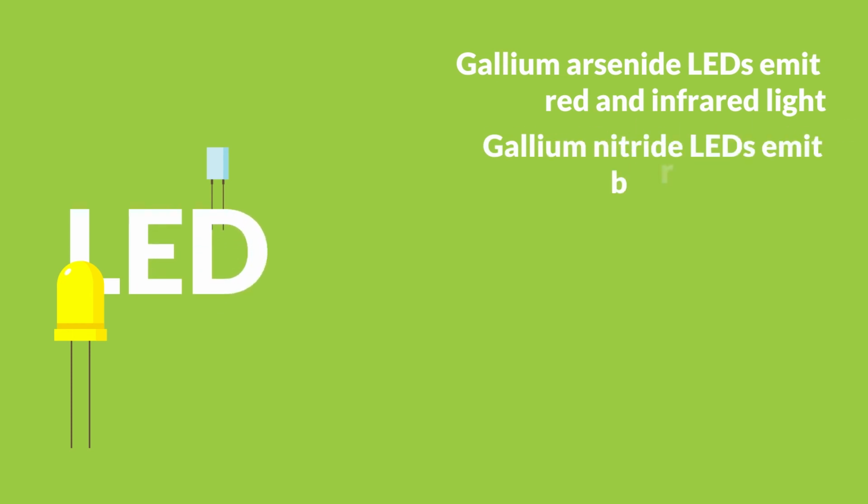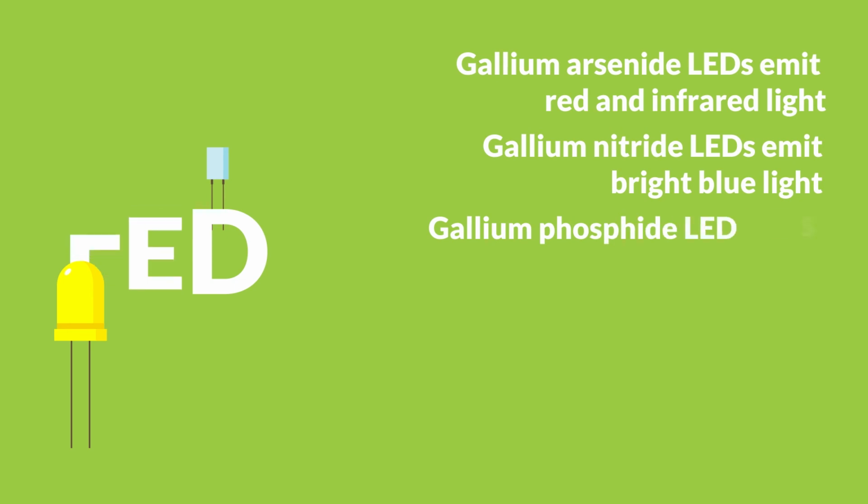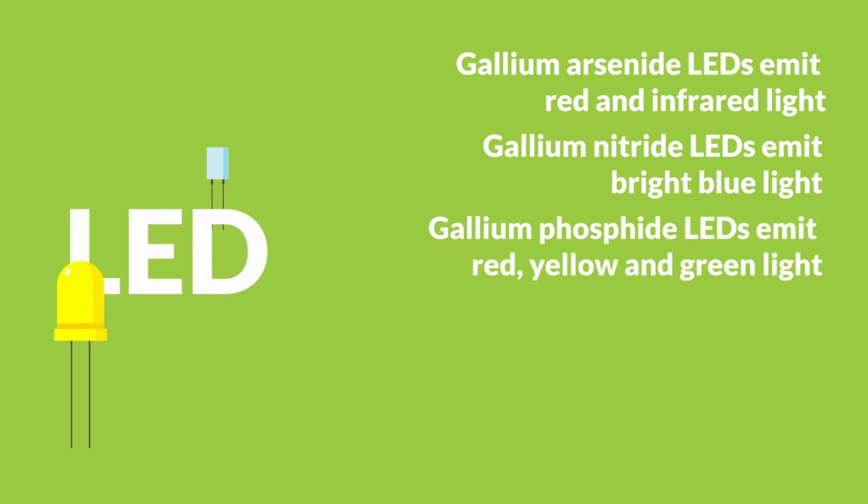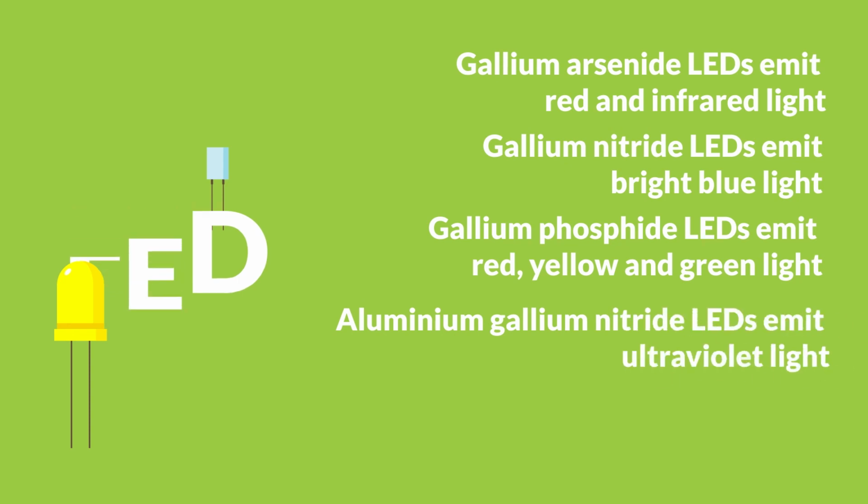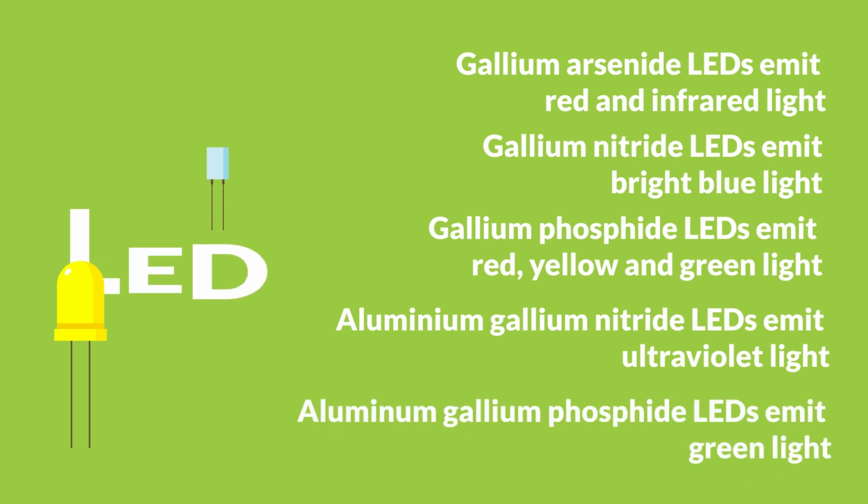Gallium nitride LED emits bright blue light. Gallium phosphide LED emits red, yellow, and green light. Aluminum gallium nitride emits ultraviolet light, and aluminum gallium phosphide LED emits green light.